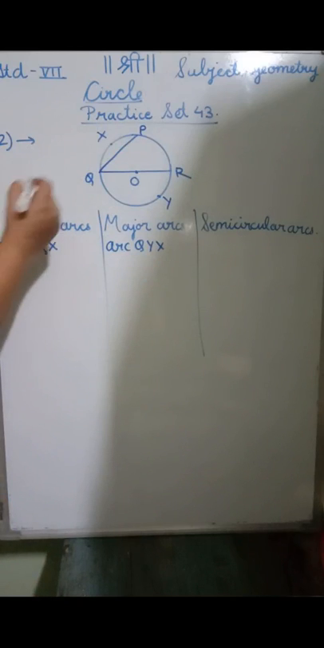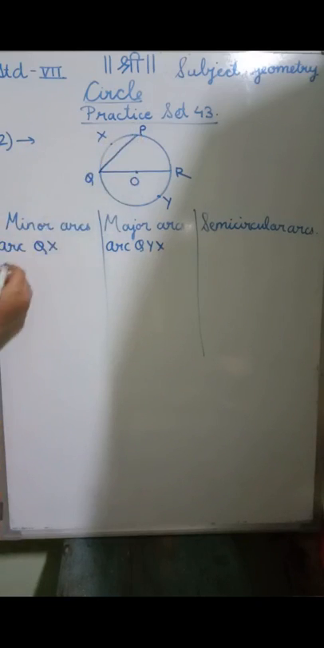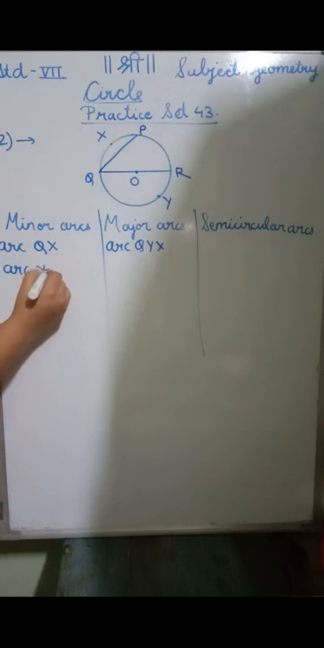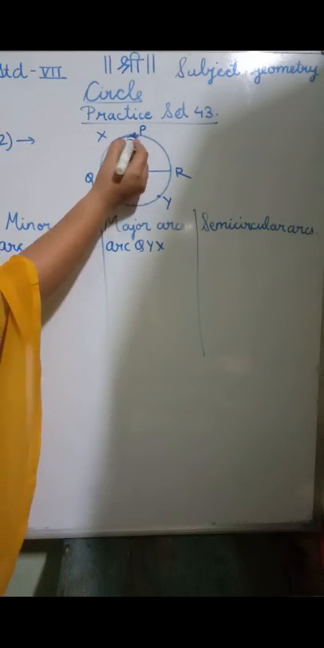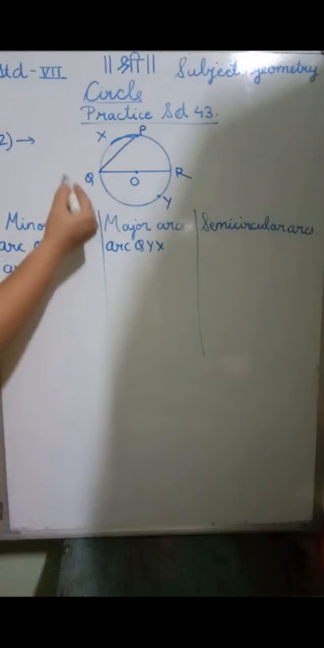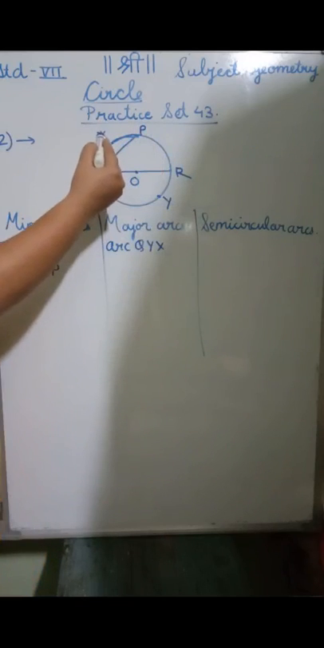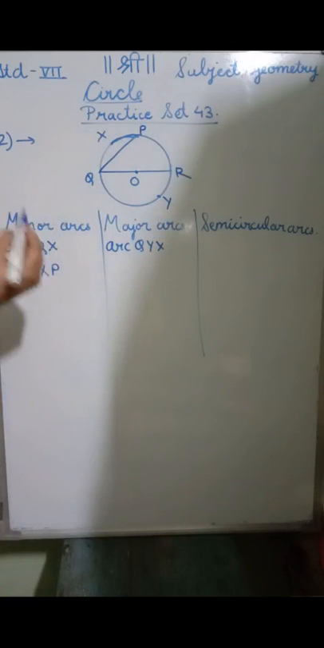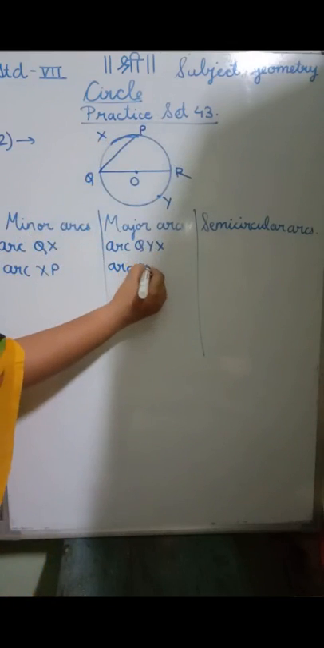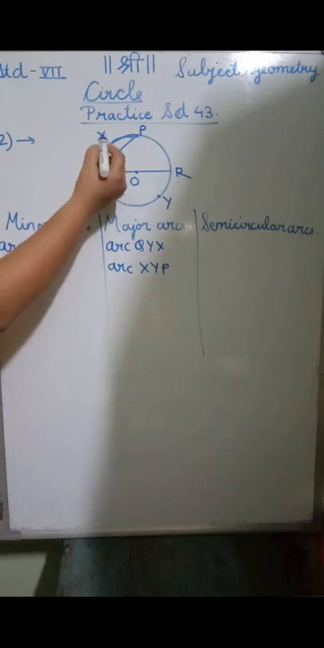Next minor arc we will take from here to here, this arc after X, smaller, that is XP. Now this we have taken, this part XP. For that the major arc is here, you can take XQP or XYP or XRP. So what shall we take? Any one. Yes, XYP. Okay, XYP. Did we write? Now this X and P is over.